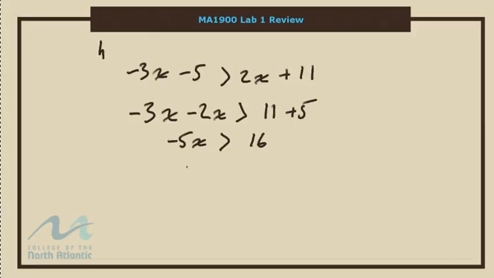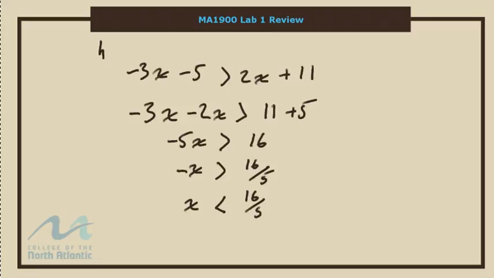That means that minus x is going to be greater than 16 over 5. x will be less than 16 over 5. And again, if I want to, that would be a fine answer here. If I wanted to, I can also break that down into 3 and 1/5. So either of those answers would be perfectly appropriate.